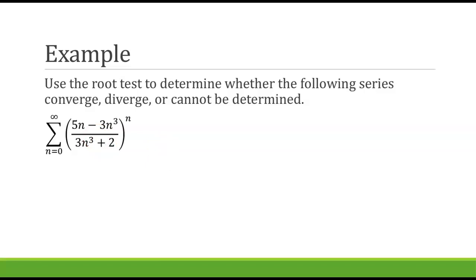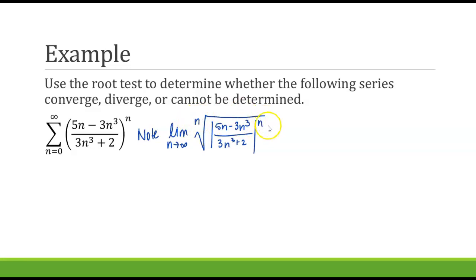So let's set that up. We'll start by saying something like, note the limit as n approaches infinity of the nth root of the absolute value of 5n minus 3n cubed all over 3n cubed plus 2, to the nth power. So again, the idea is that the nth root and the nth power cancel because we can rewrite an nth root as the power of 1 over n, and so nice things happen.